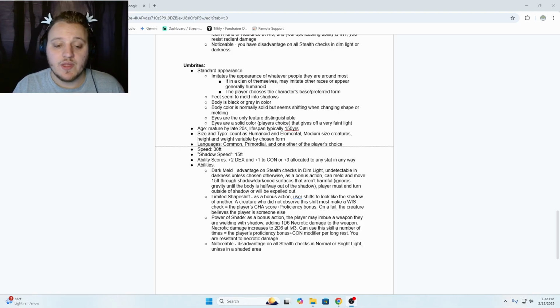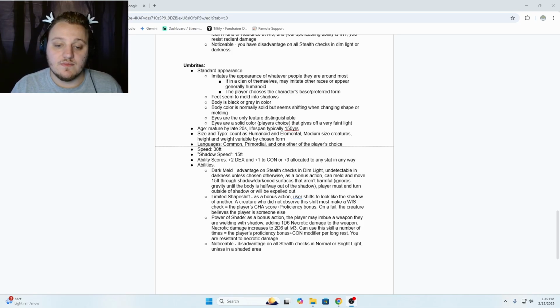Their abilities. They have Dark Meld. This gives an Umbrite advantage on stealth checks in dim light. They are undetectable in darkness, unless otherwise chosen. And as a bonus action, they can meld into and move 15 feet through shadow or darkened surfaces that aren't harmful. That's where that 15-foot shadow speed comes from.